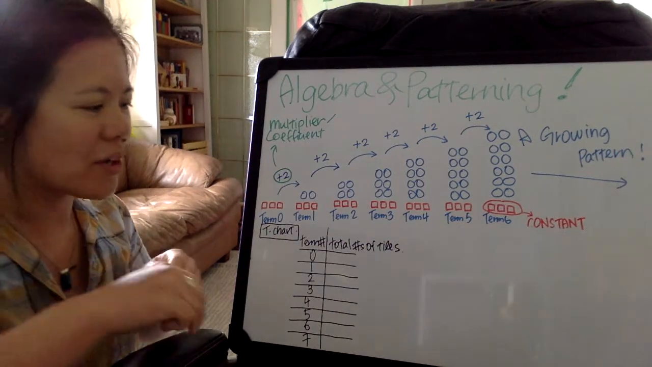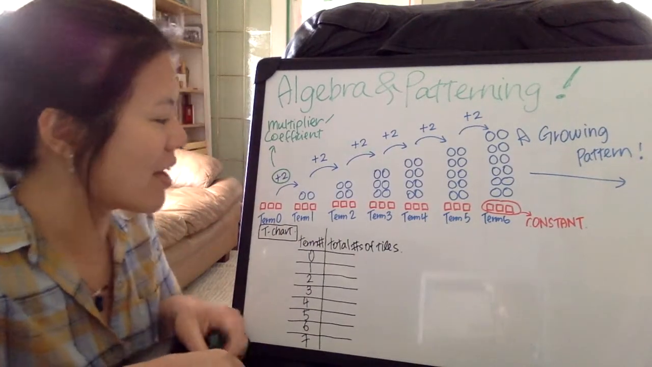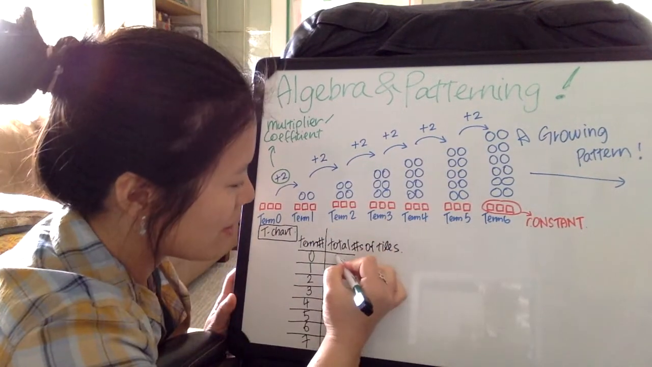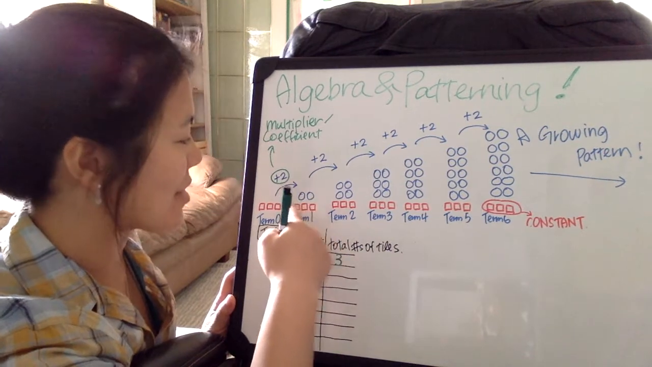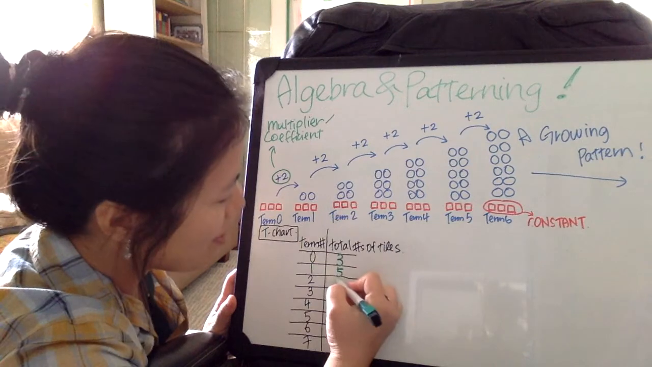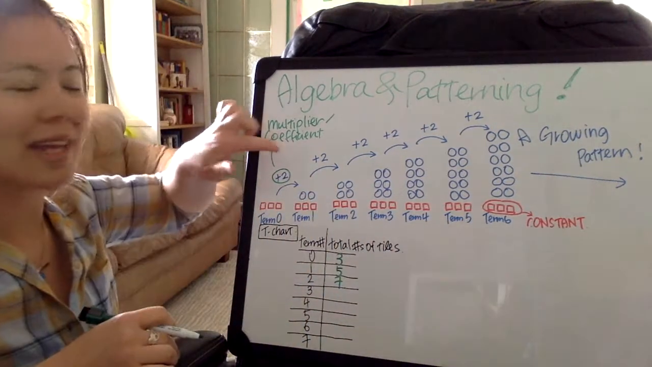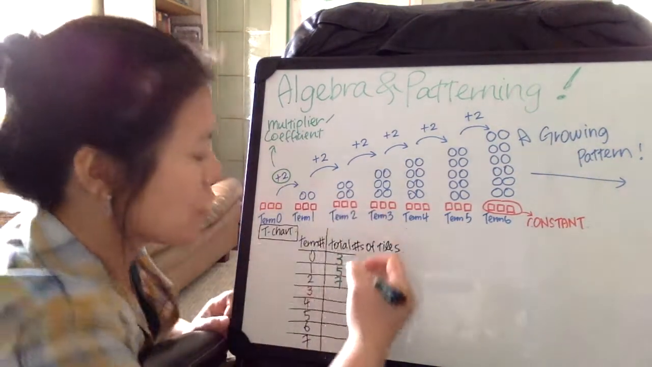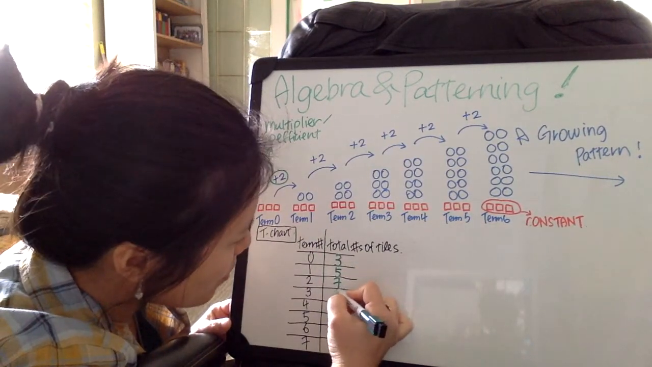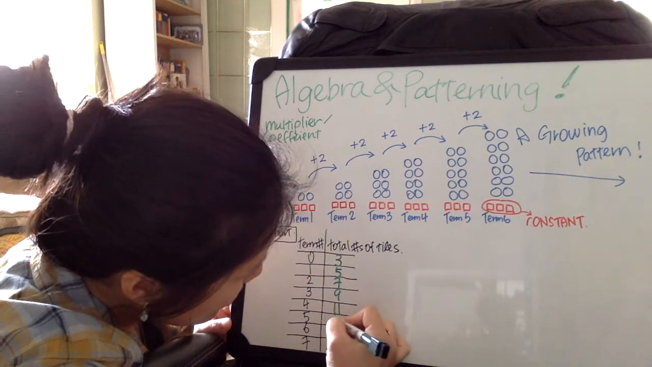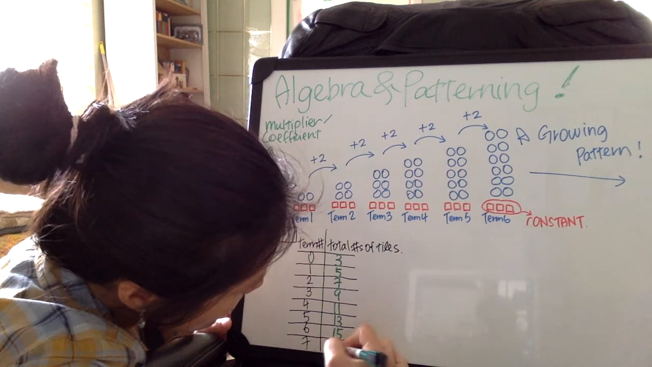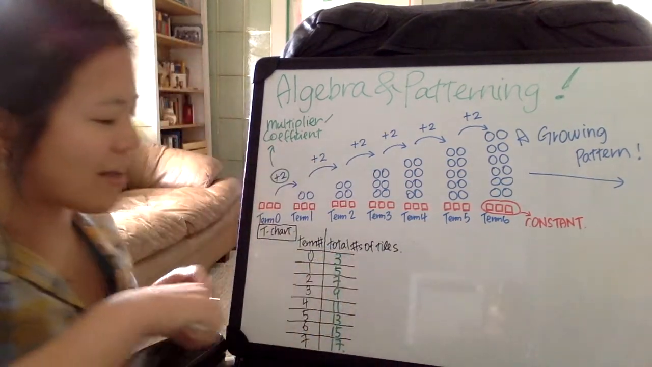Okay, so total number of tiles. The total number of tiles for term 0 is 3. Now, term 1 is actually 5: 1, 2, 3, 4, 5. Then 7. And of course, because it is growing by 2, you could also just add 2 each time you go up in a term number. So 9, 11, 13, 15, and 17, and so on and on.